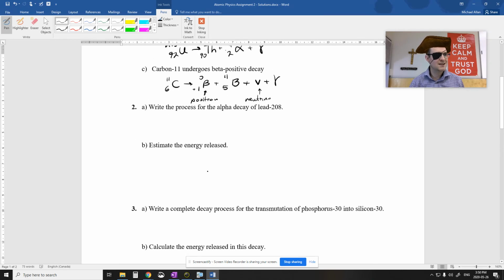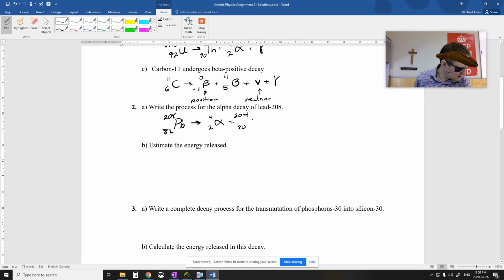Write the process for the alpha decay of lead. So lead, Pb, which is plumbum, is 82, right? Where is it? I believe it's 82. Yeah, it's 82. Okay. Undergoes alpha decay, so I've got to put my alpha first here. I'm going to lose 2 on the bottom because those had to add up to 82, so that's 80. And I'm going to lose 4, so this ends up being 204 on the top. So 80 is mercury. And a little bit of gamma.